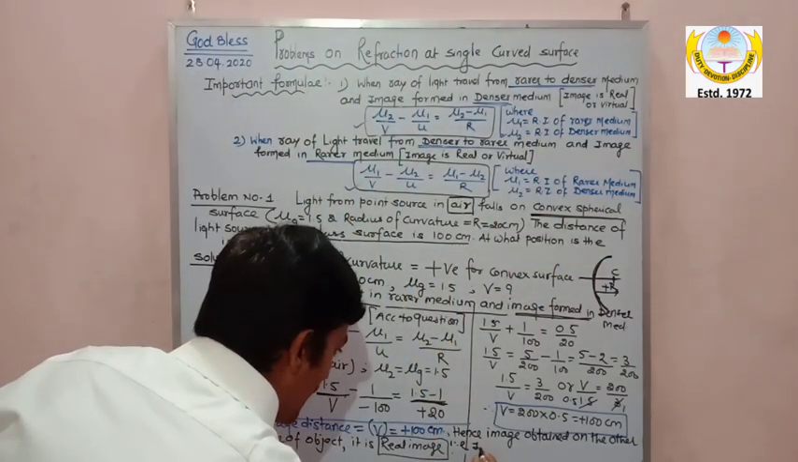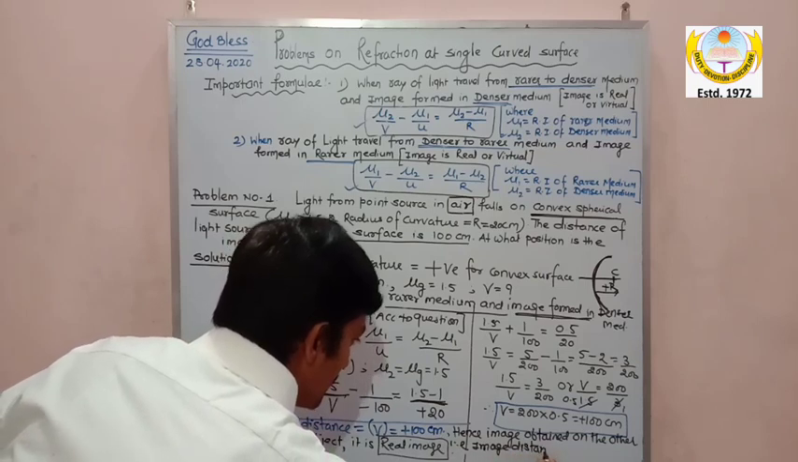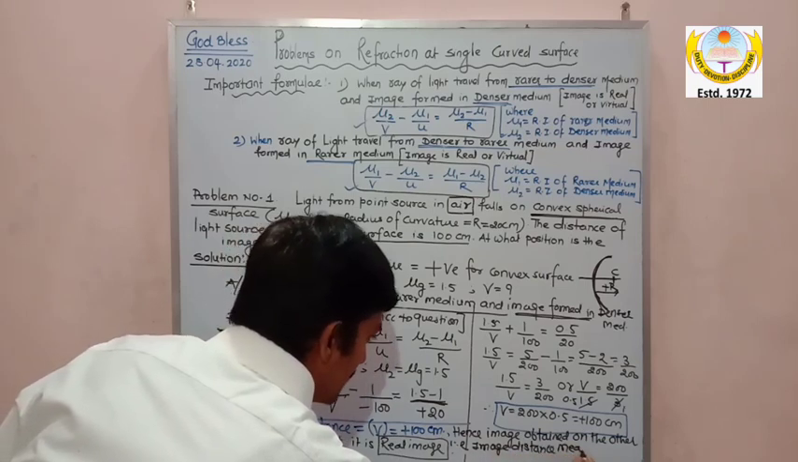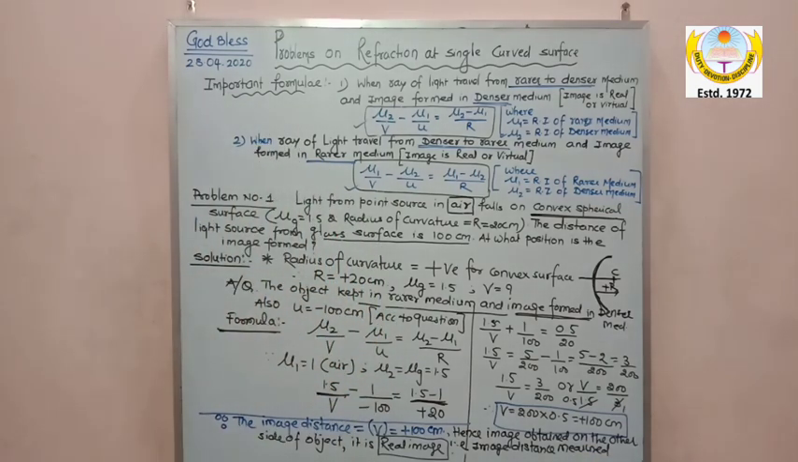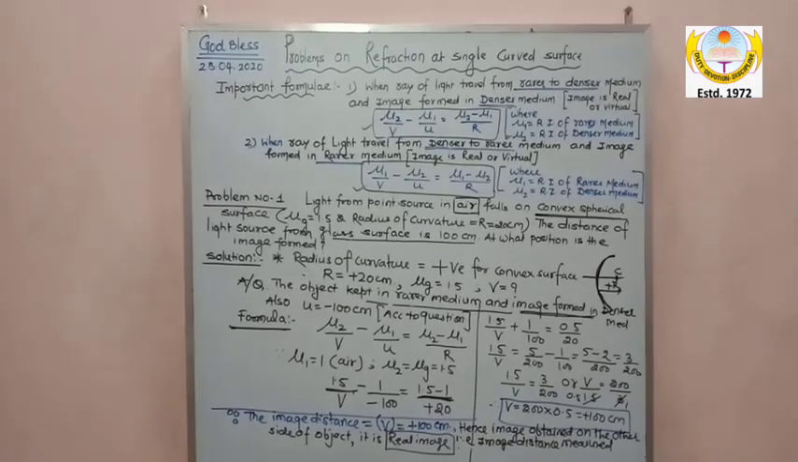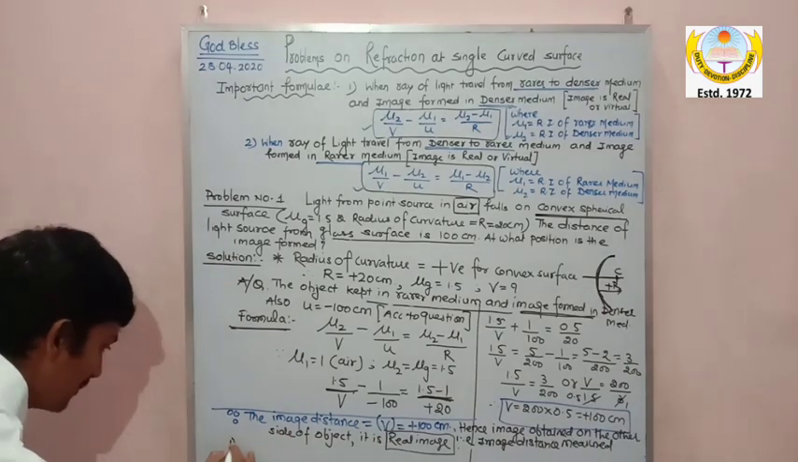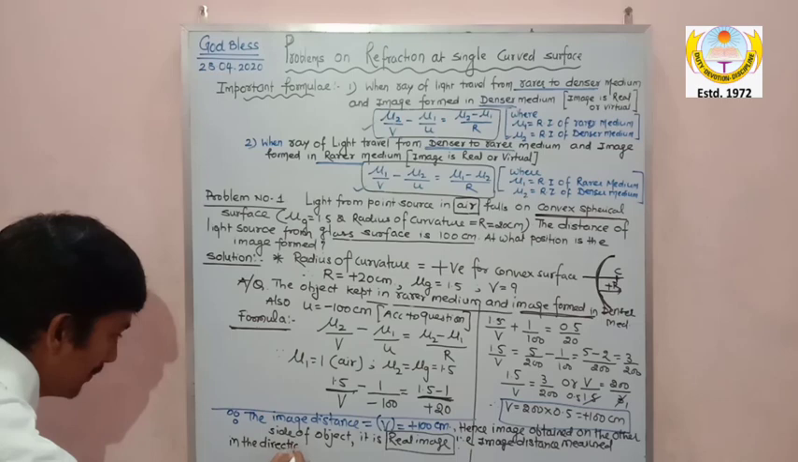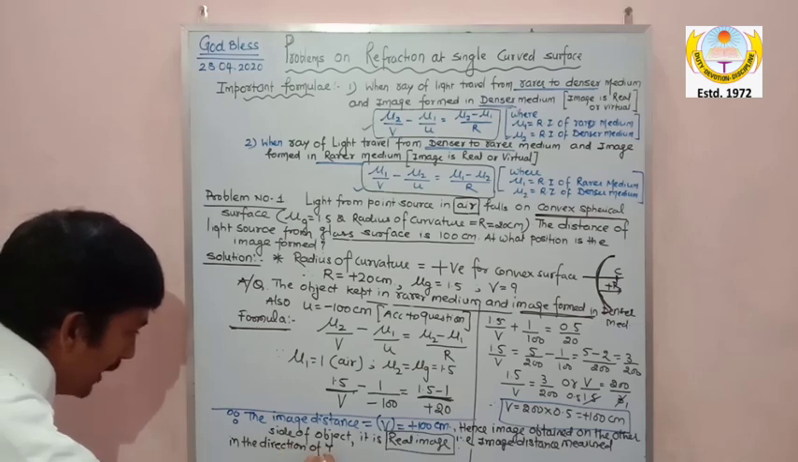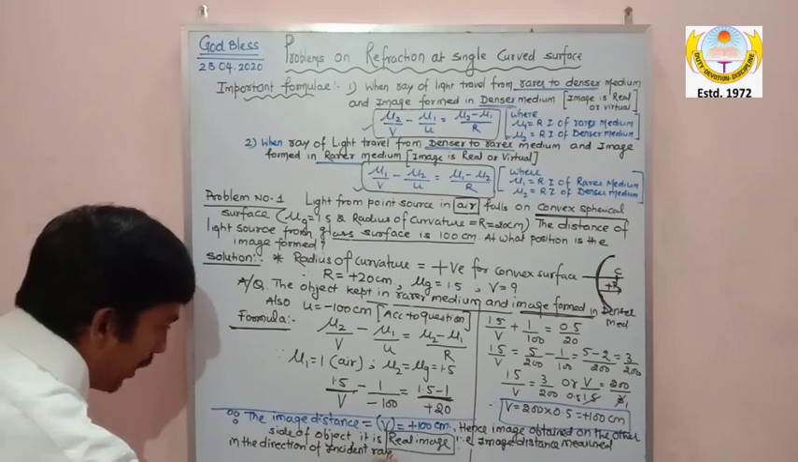That is, image distance measured in the direction of incident ray of light.